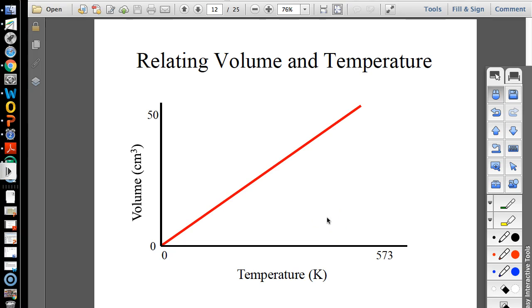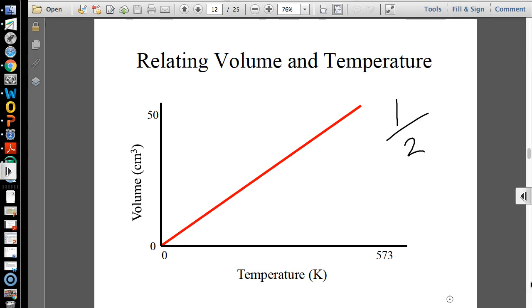Relating volume and temperature. This is going to help you. I'll have a little bonus question here in a minute. Anything that's directly related, like if I wanted to write 1/2, that's how you write a fraction. Anything in a direct relationship and is divided, the line looks like a division bar. So volume and temperature, it's volume over temperature. The line of the graph looks like a division bar. The slope of the line is the same as a fraction bar.